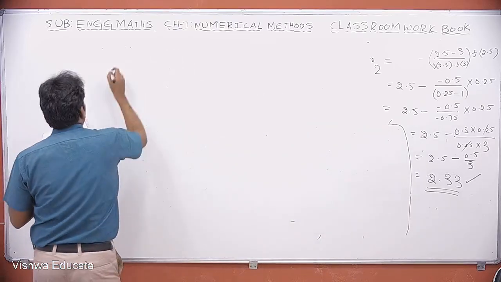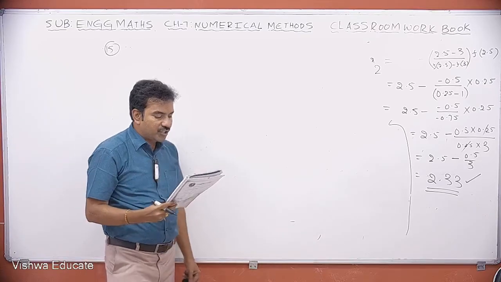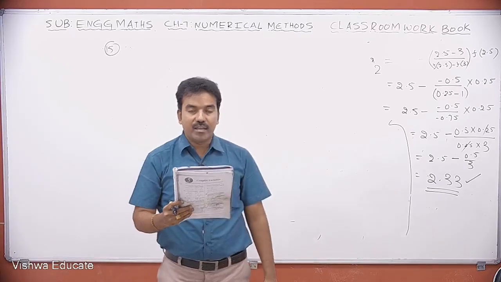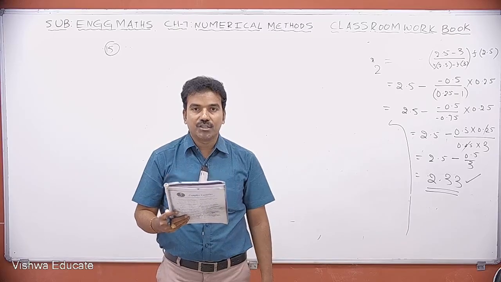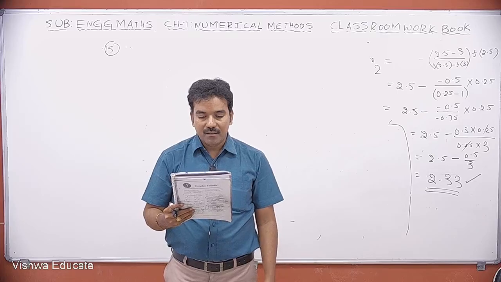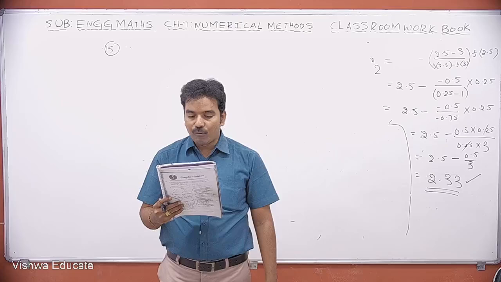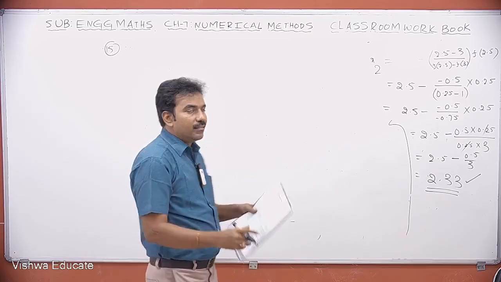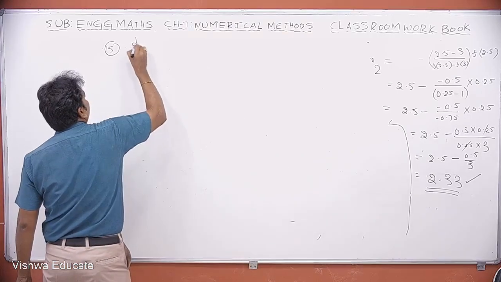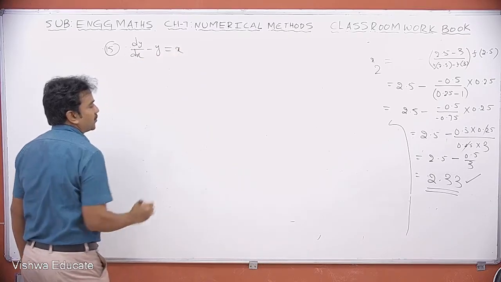Now let us discuss question number 15. Consider a differential equation dy by dx minus y equal to x with initial condition y of 0 equal to 0. Using Euler's method with a step size of 0.1, the value of y of 0.3 is. This is the first order first degree differential equation, dy by dx minus y equal to x.